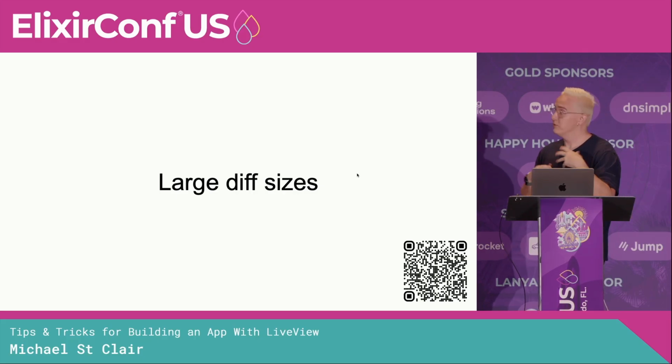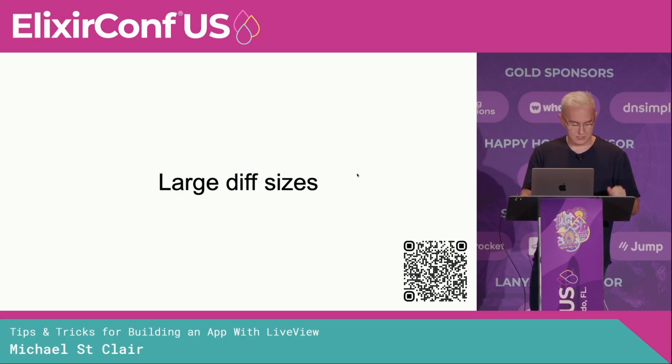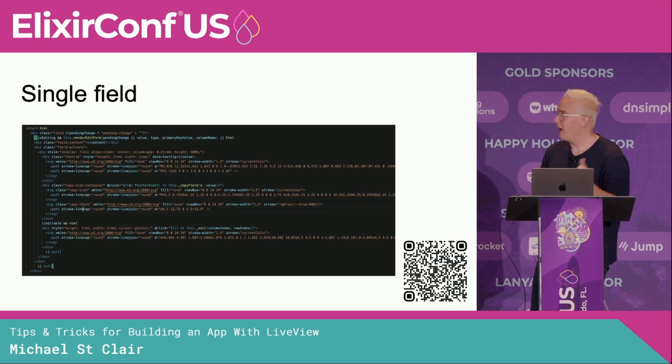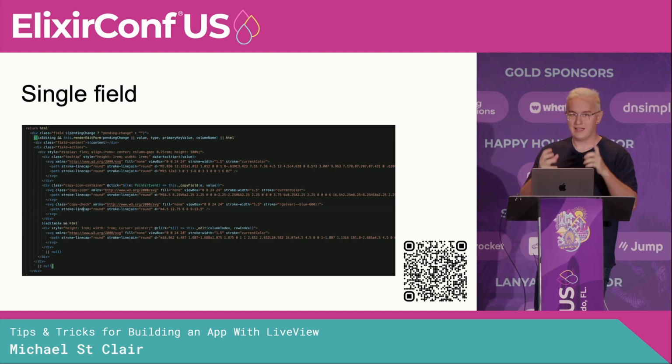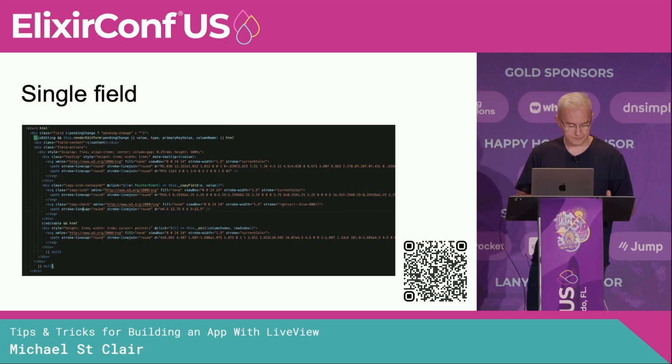So that was a big issue, and this is only at 100 rows. To show why this was an issue, this is a single field definition. Imagine you have 10 columns and 100 rows. This is now 1,000 blocks of this HTML, and if all of those are changing, they all had to go down to the browser.